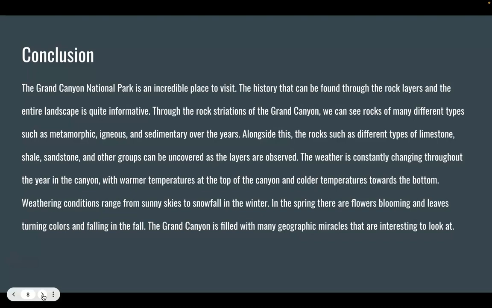And the Grand Canyon is filled with so many geographic miracles that are so interesting to look at.